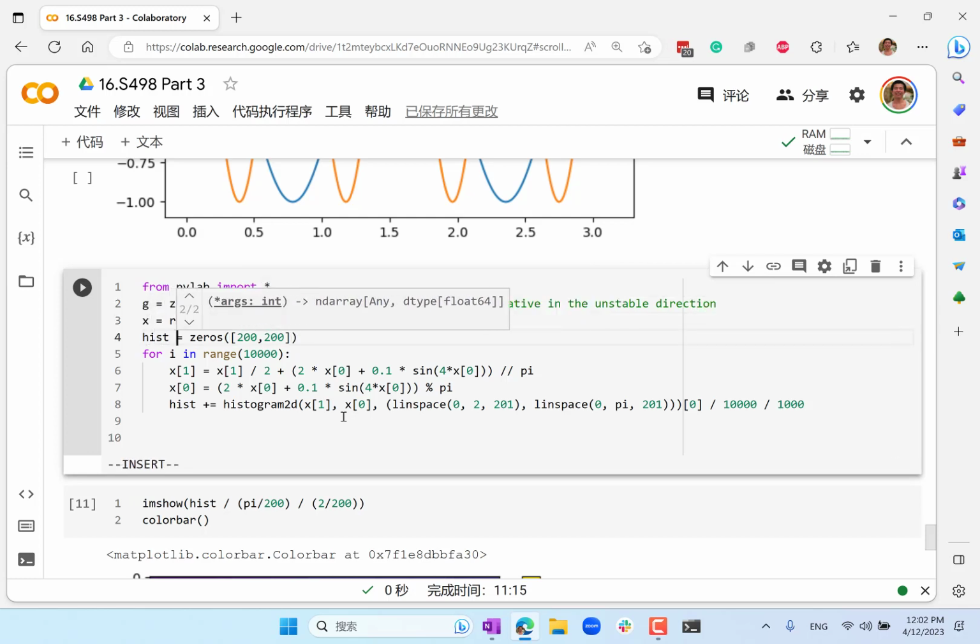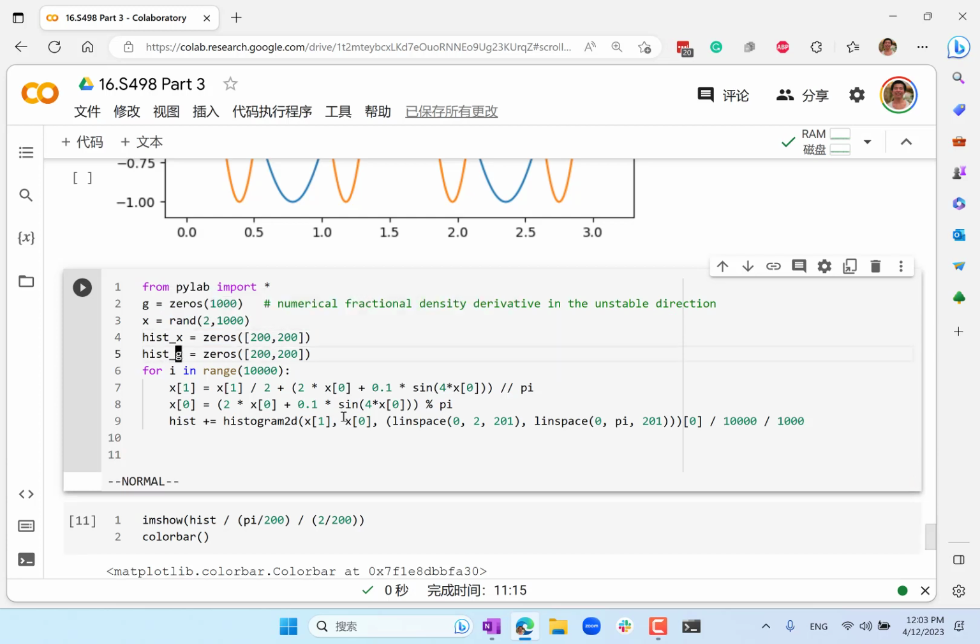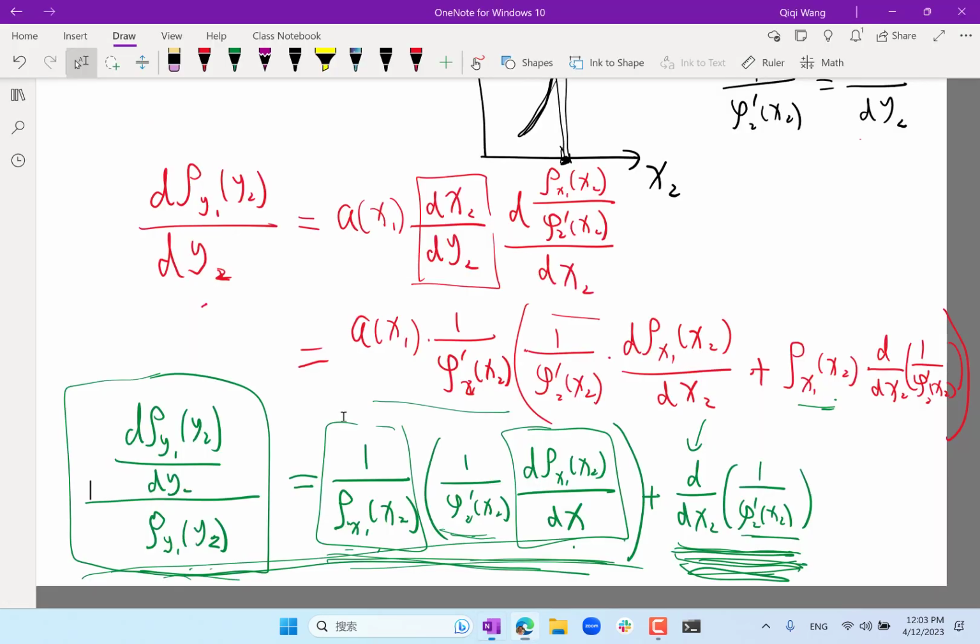So I want to make a histogram of X. I also want to make a histogram of G. So what is the histogram of G? The histogram of G is going to be this fractional density gradient multiplied with the equilibrium density.